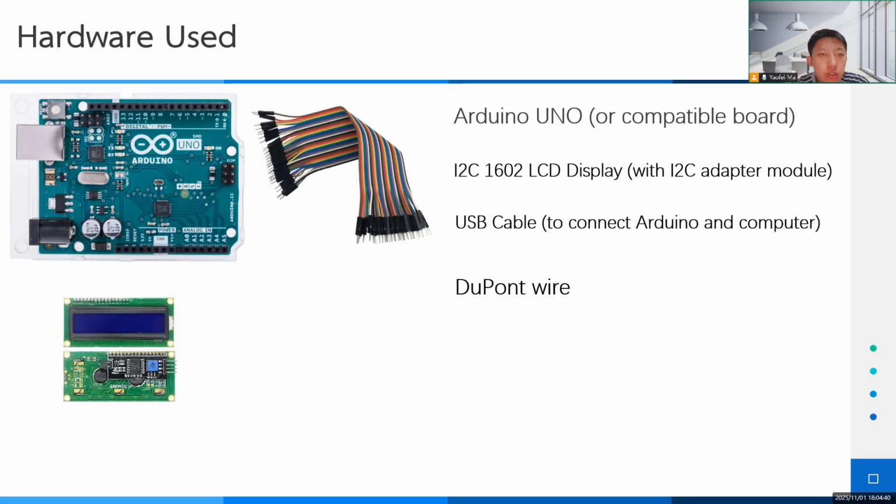3. A USB cable. It connects the Arduino to the computer. 4. Some jumper wires. They help connect the LCD to the Arduino. You can see the picture of the Arduino Uno here. It has many pins for connecting other parts.